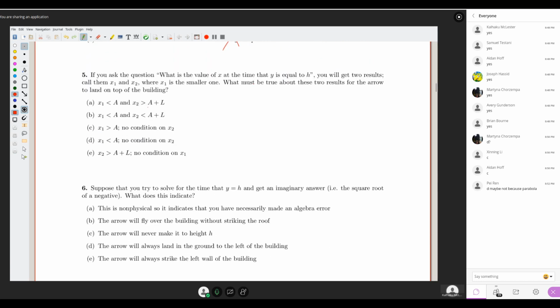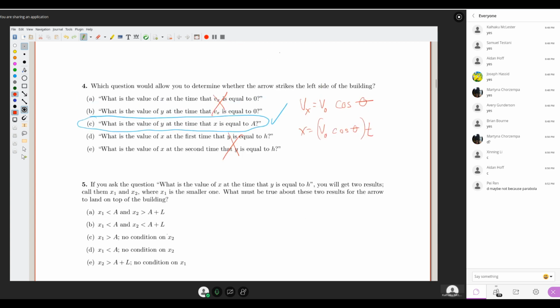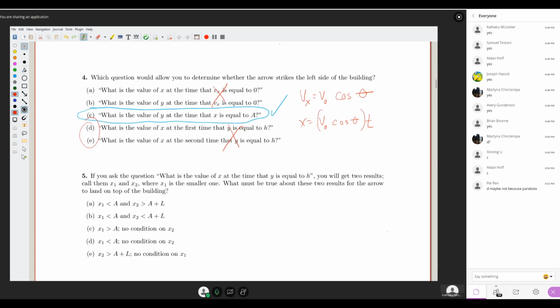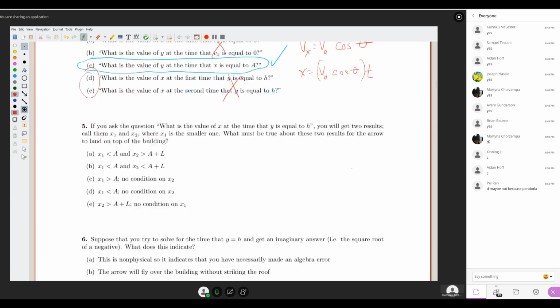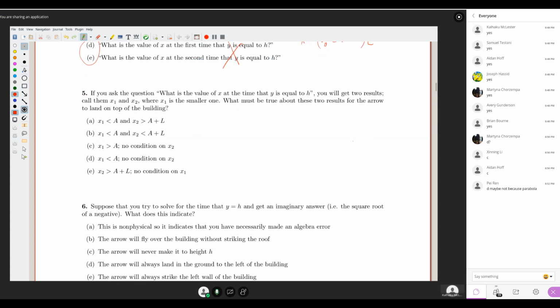Question 5. If you ask the question, what is the value of x at the time that y is equal to h? So for these two questions, parts D and E, you'll get two results, x1 and x2, where x1 is the smaller one. What must be true about these two results for the arrow to land on the top of the building? This question is quite subtle. This is a difficult question.